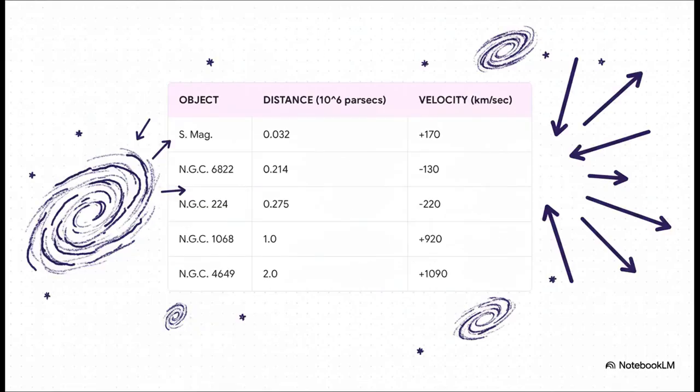Okay, let's look at a cleaner, simplified version of that data. Now check this out. For the nebulae that are relatively close, like NGC 224, the velocity is actually negative. That means it's moving towards us. But look what happens as we go further out. At 1,000,000 parsecs, the velocity jumps to a positive 920 kilometers per second, away from us. Go out to 2,000,000 parsecs, and it's over 1,000. Are you starting to see the pattern here?